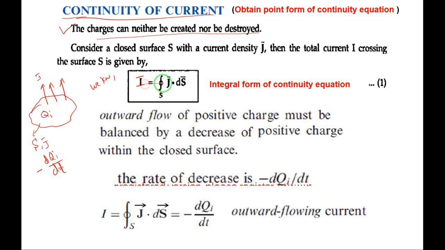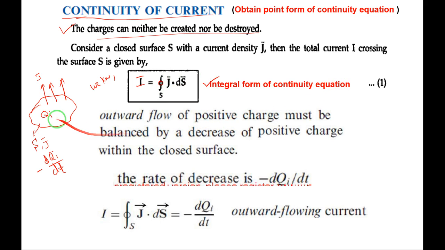First, we know I is equal to the closed surface integral of J dot dS. This we know. Why have we taken a closed surface? This circle indicates a closed surface because we are considering a closed surface here, or some volume here. So we are putting a circle here. So this is S, the closed surface integral of J dot dS. This is the integral form of continuity equation.